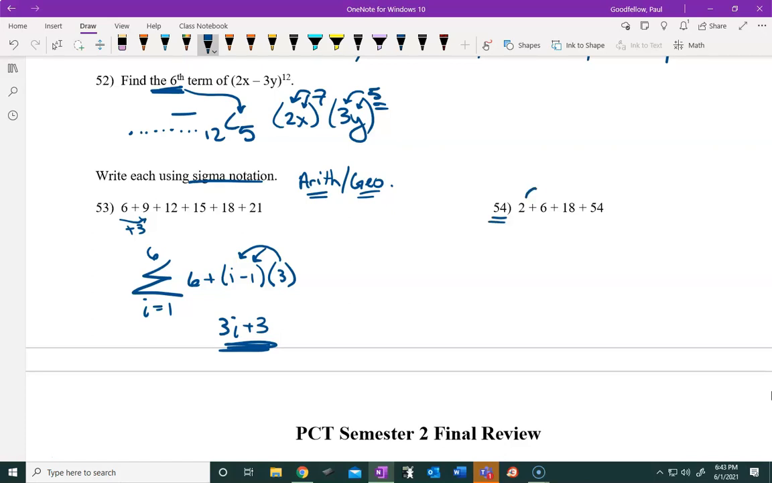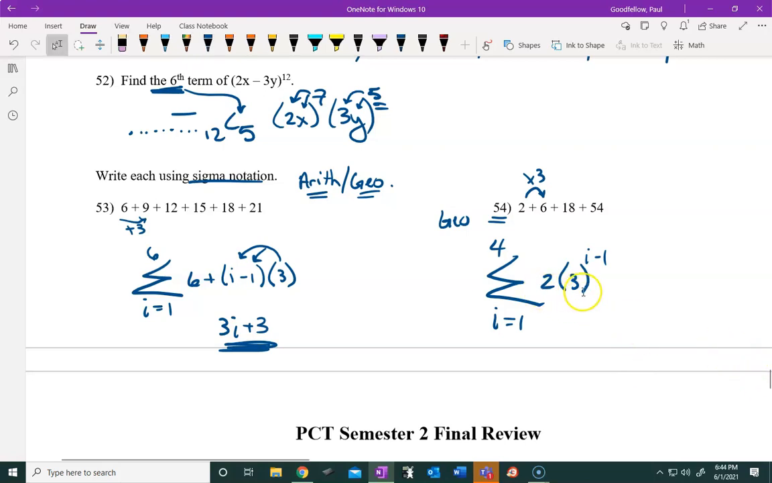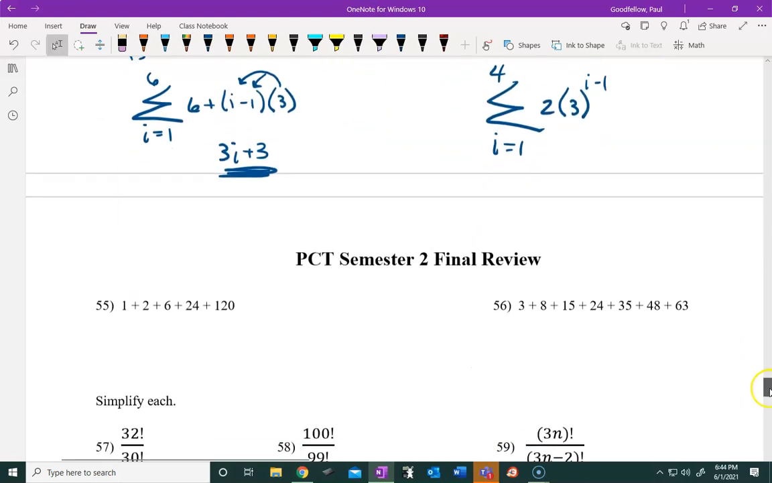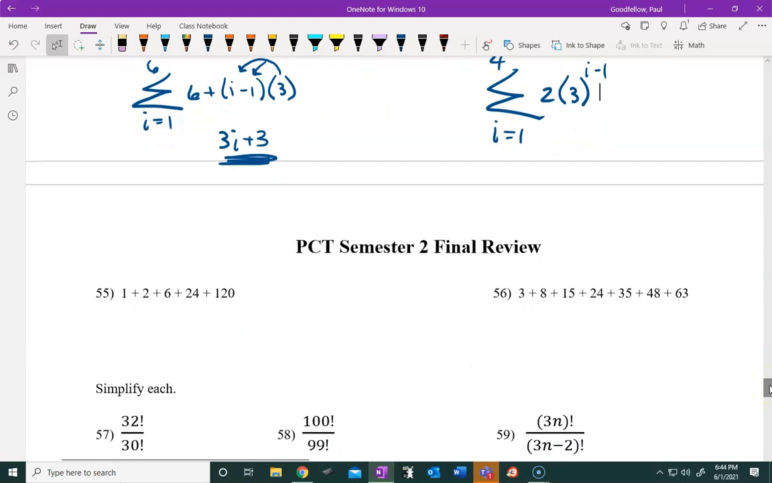This one is multiple of 3, so this is geometric. And again, use the geometric formula to figure this out. That's from 1 to 4 because there's only 4 terms. First term is 2. The rate is 3 raised to the i minus 1. Now, a lot of people get all worked up about this. You can put 0 and 3 here and just change that to i. It doesn't matter. Do not multiply 2 times 3 because it is not 6 as the base of that exponential.